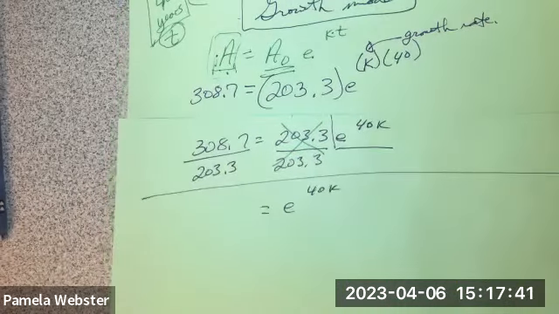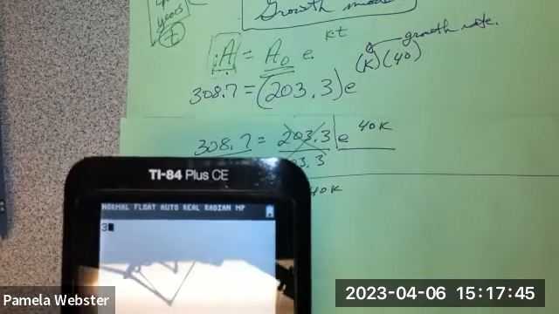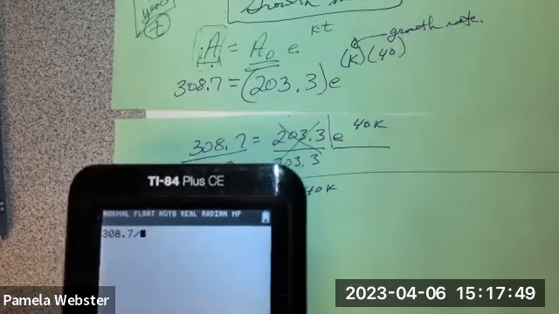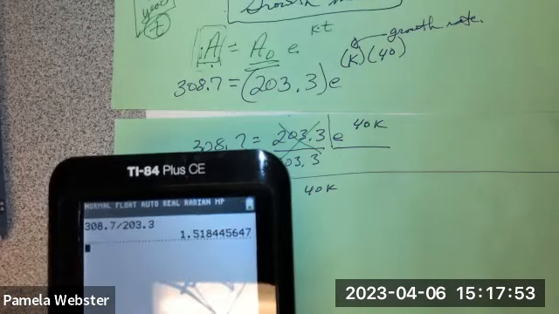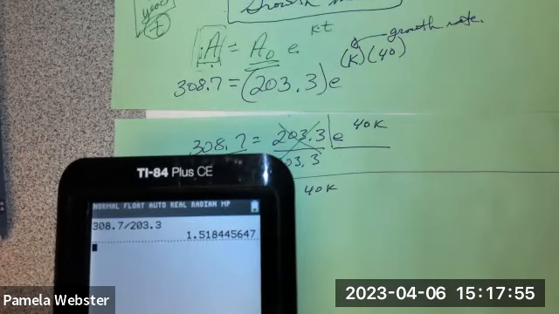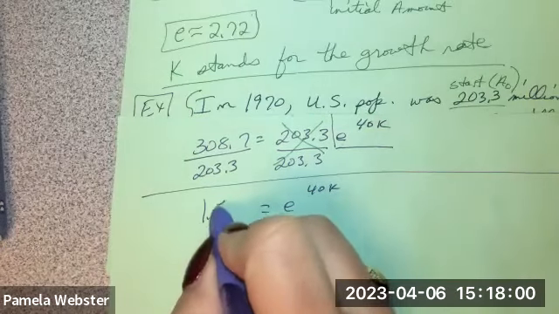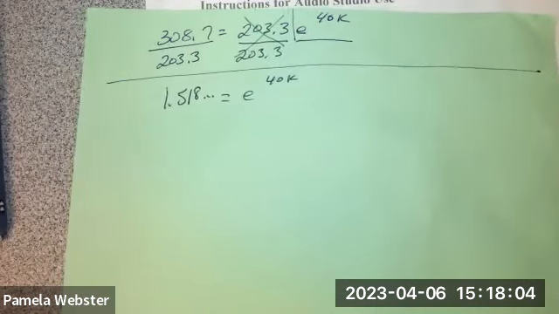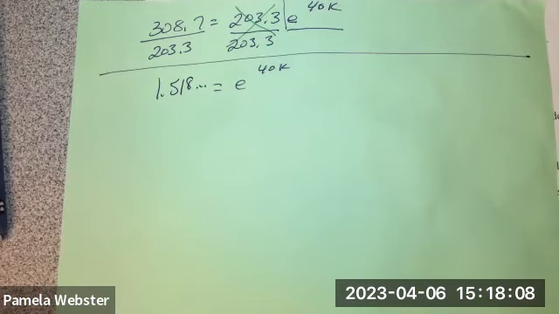That's what I'm after. That's what I want to see. Okay, but on the left-hand side, I need to find out what that number is. It's 308.7 divided by 203.3. So I've got 1.518, and it's a big long decimal. I'll be sure to keep that in my calculator so I don't have too many rounding errors. But for right now, I'm just going to write 1.518, and we'll deal with it in a second.